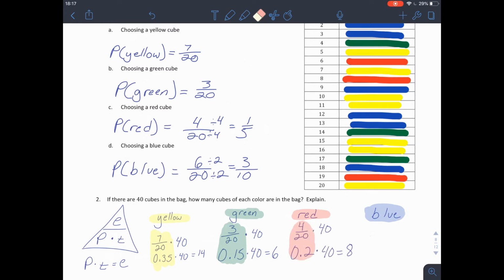For red, I took the probability of 4/20, which is 2/10 as a decimal, multiplied it by the total of 40 to find that there should be 8 red cubes in the bag. And then for blue, I took the probability of 6/20, which is 3/10 as a decimal, and multiplied it by 40, and found that there should be 12 cubes that are blue in our bag.